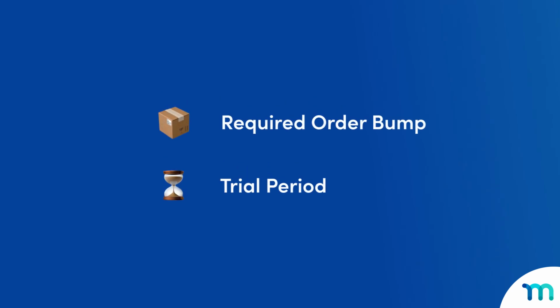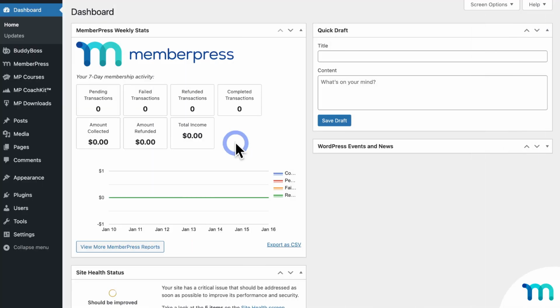So in MemberPress, there are a few ways you can achieve this. First, I'll show you how to do this through a required order bump. And second, using the trial period feature on a membership to charge the setup fee. So to get started, you'll need to have the MemberPress plugin installed on your WordPress website. And you'll also need a recurring membership created.